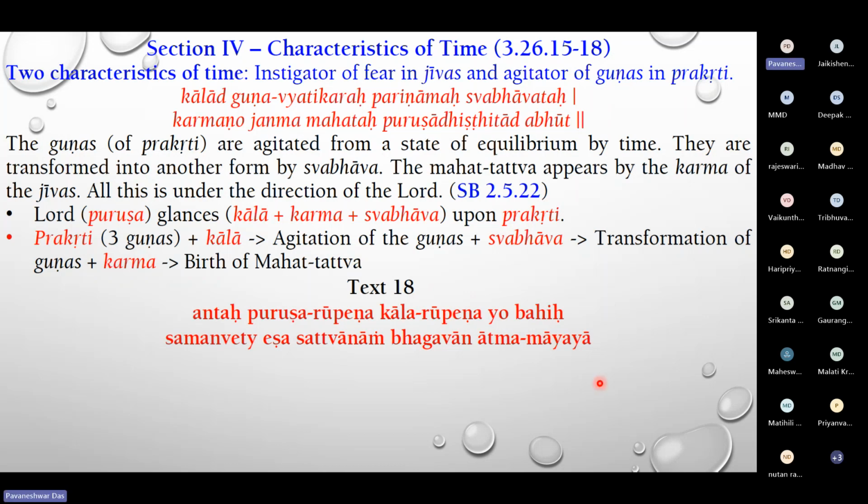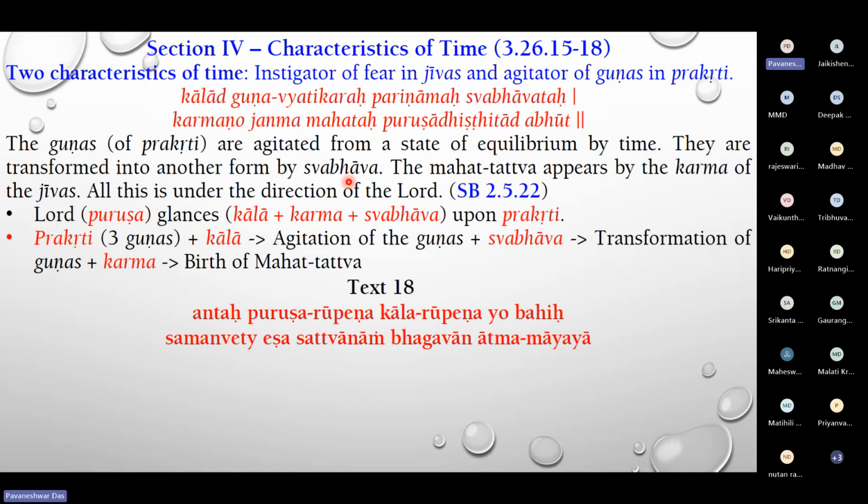So then what is happening? There are three gunas. When the Lord glanced, that glance brought Kala, Karma, Swabhava. First, Kala interacts with the Prakriti. Three gunas are agitated. Then what does it say? They are transformed into another state by Swabhava. First, Kala interacted, they are agitated. Then Swabhava interacting, they are transformed. They change their color, in a way. Okay, then Mahatattva appears by the karmas of the jivas.